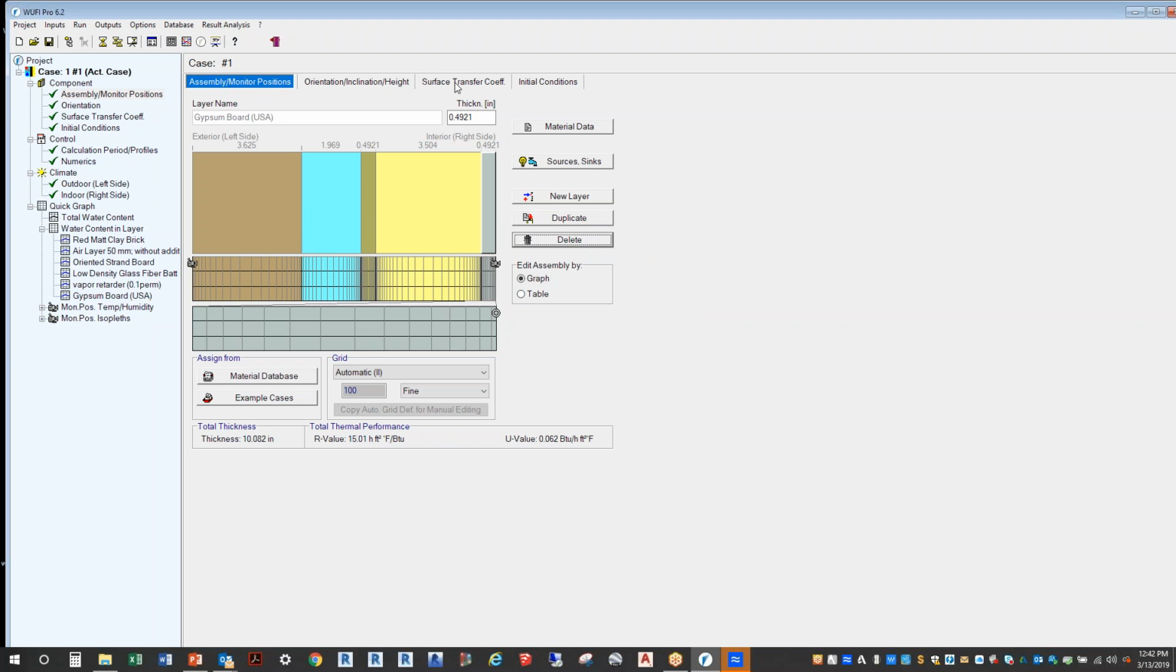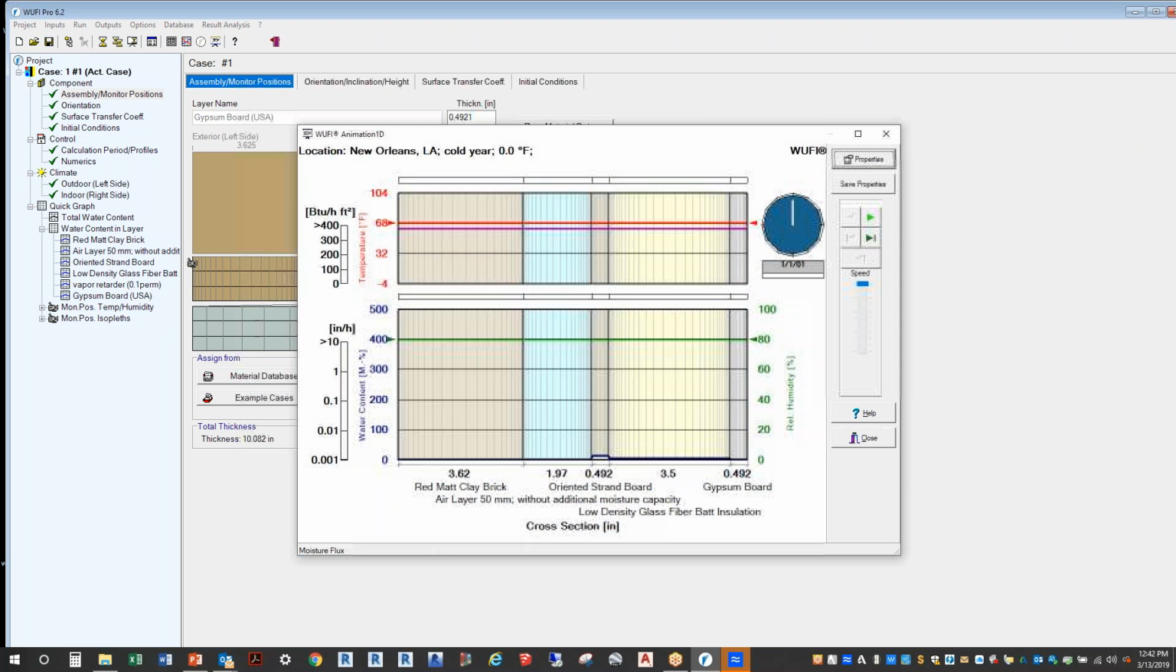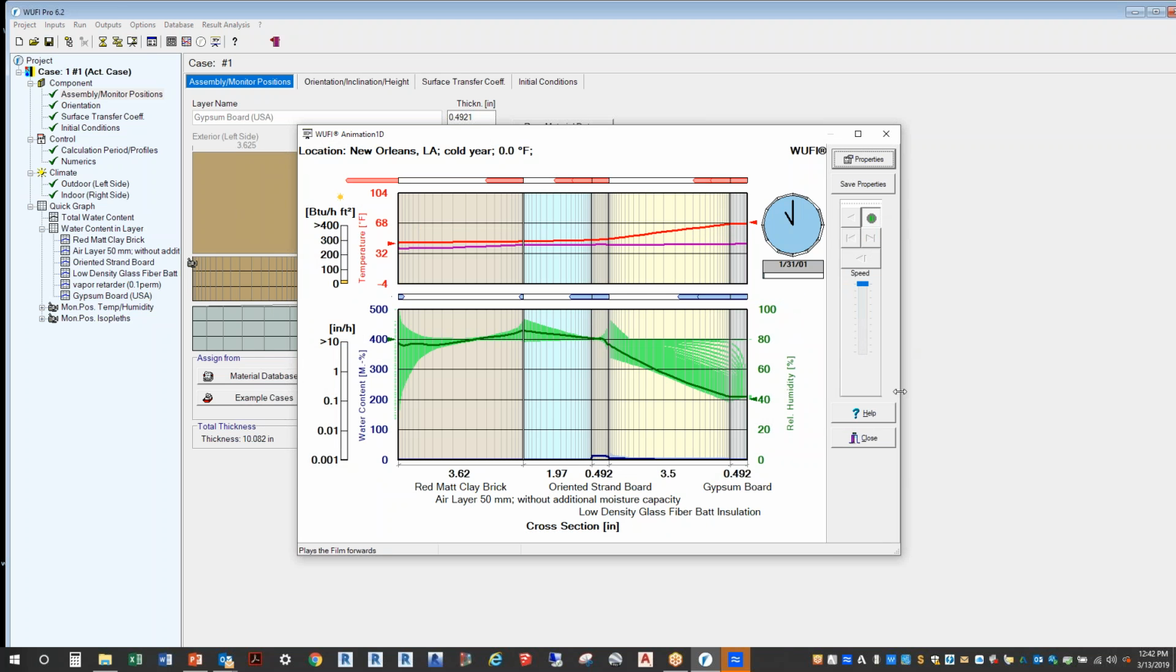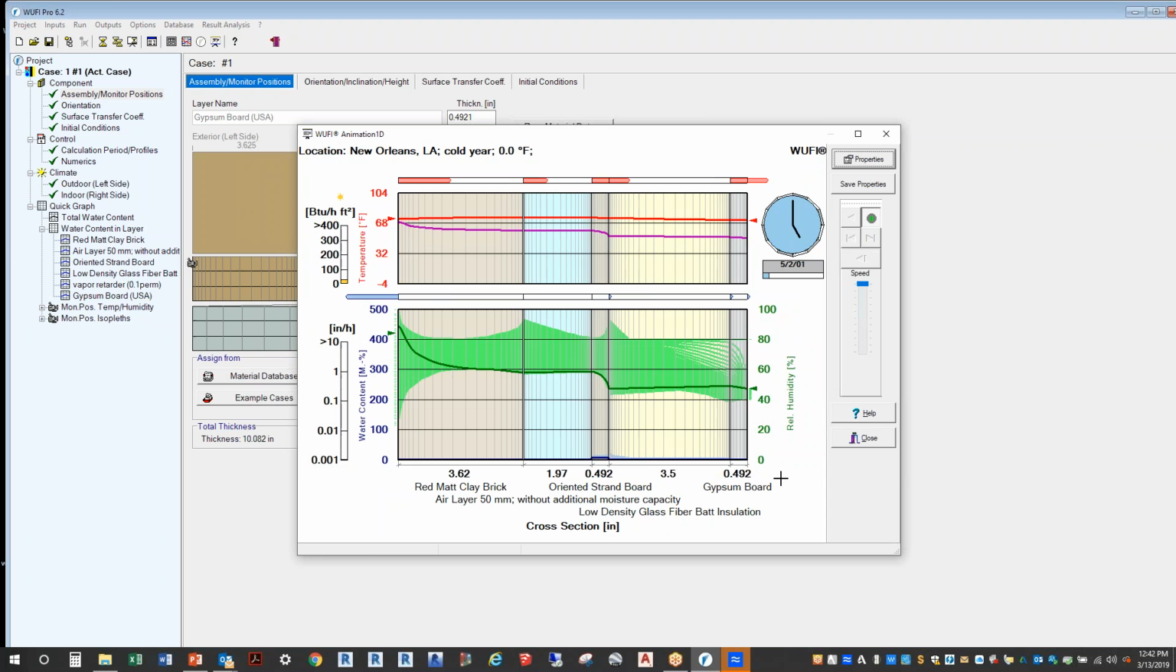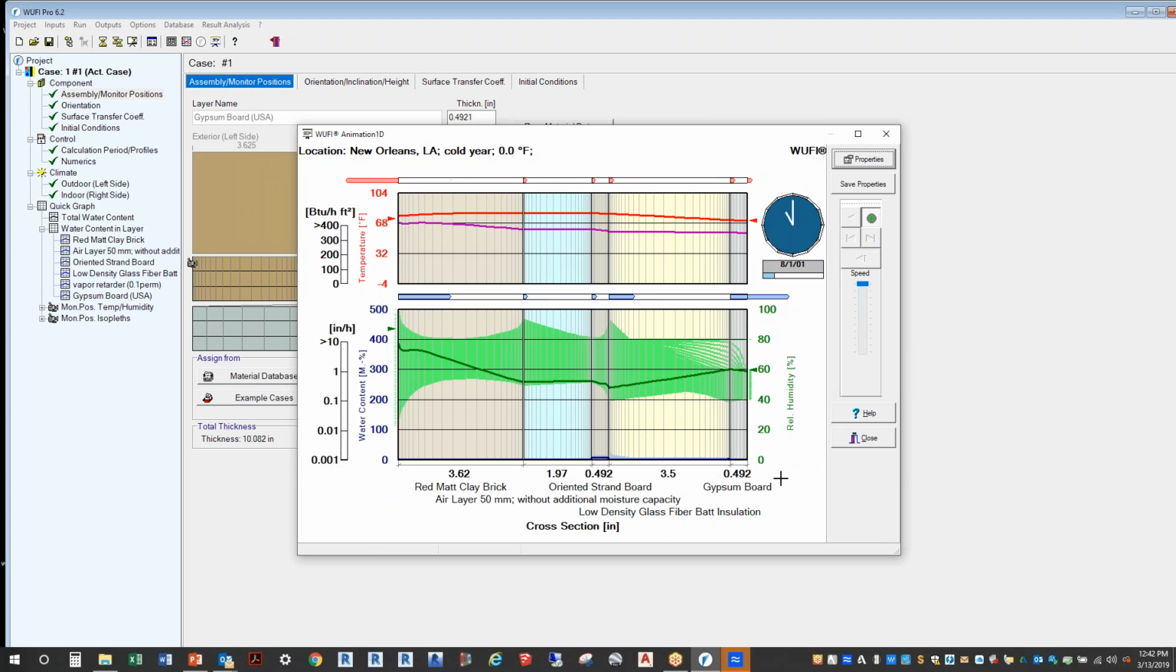All right, let's go back to the components and get rid of the vapor retarder. I just wonder what happens if we get rid of the brick. If it's still a good wall, I'm going to question this. Wait a minute. Change the brick to like a.